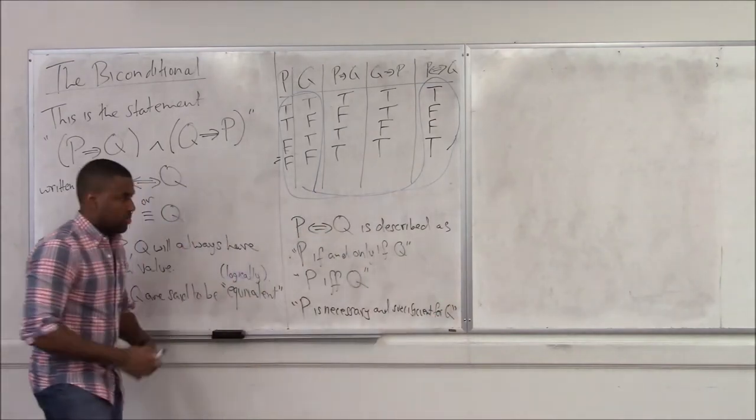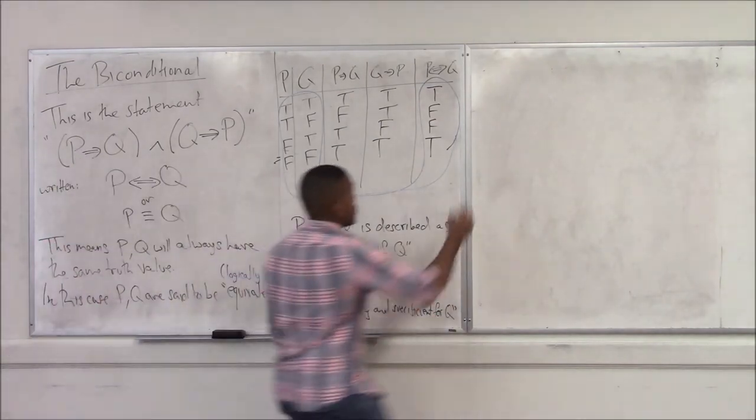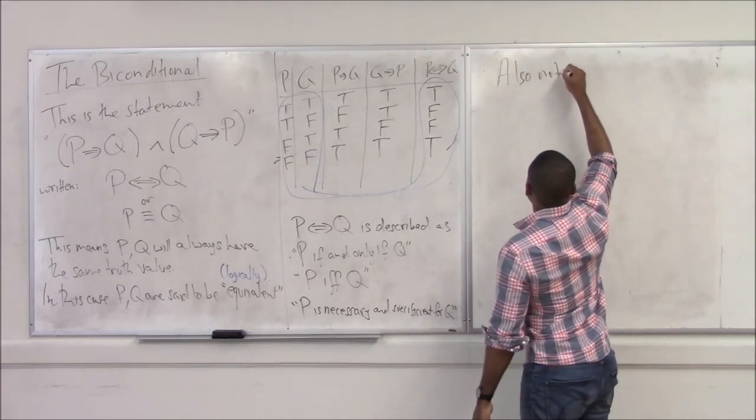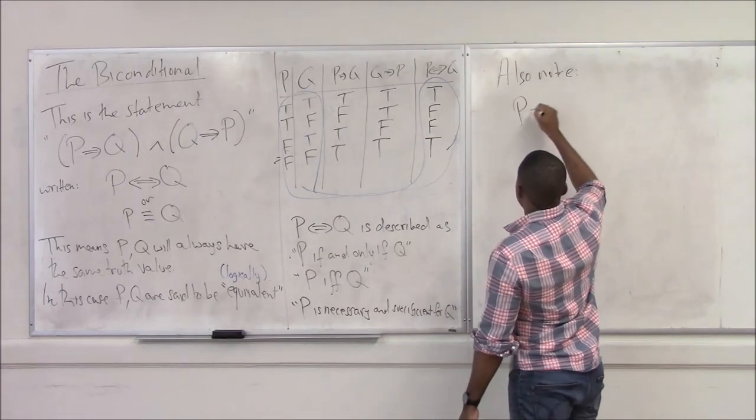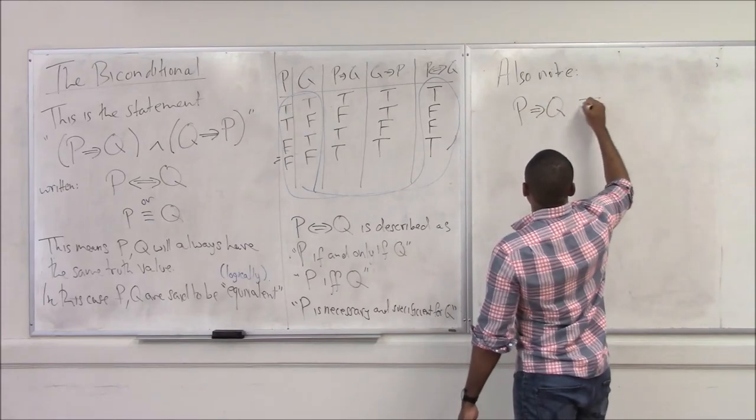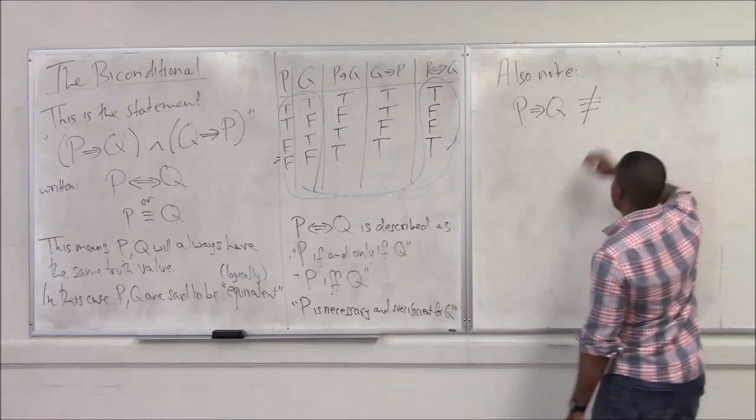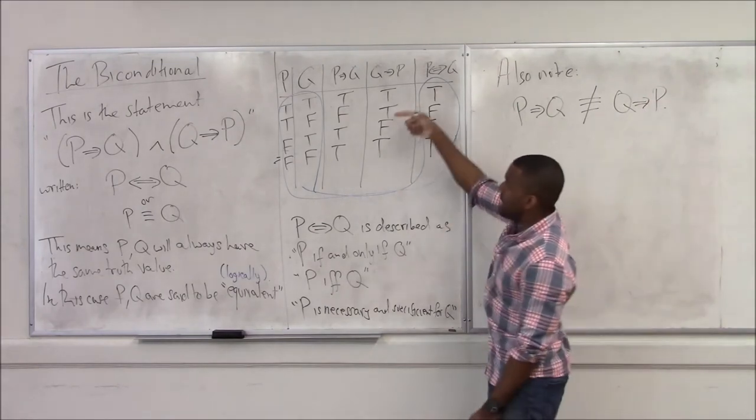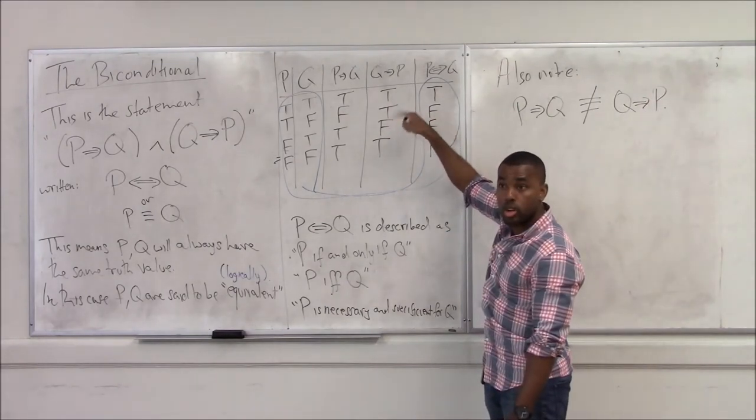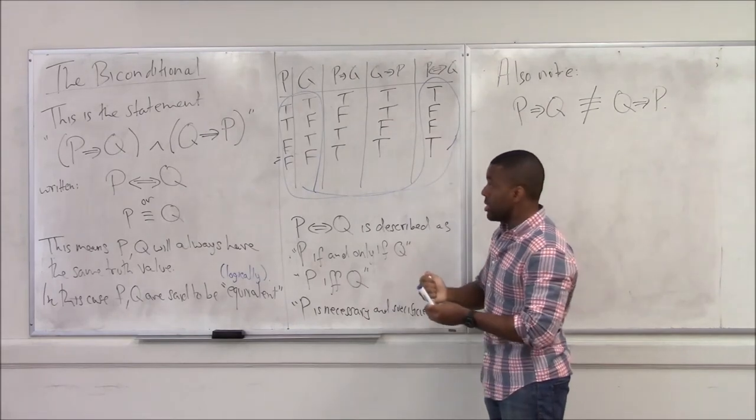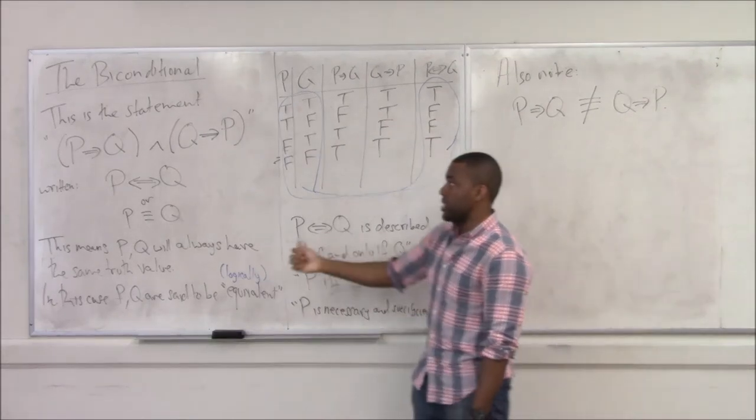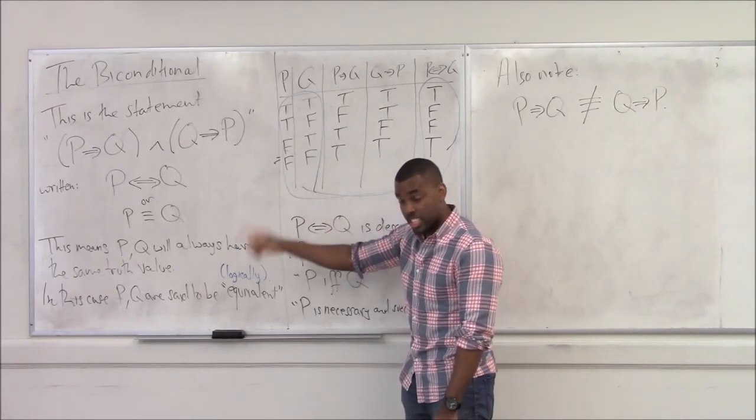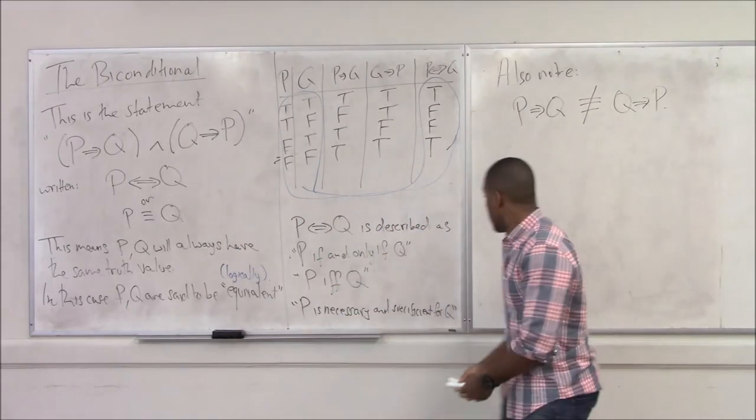It's another way you can phrase this. Also known from this table, P implies Q is not equivalent to Q implies P. Right? Notice that they do not share the same truth values all the time. So if a math person says a statement in one direction, you cannot assume the other direction. They would have to explicitly state the other direction.